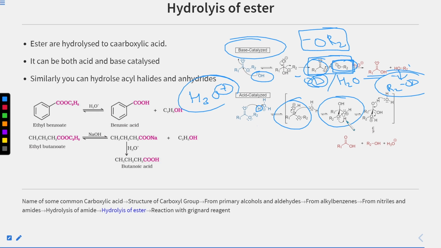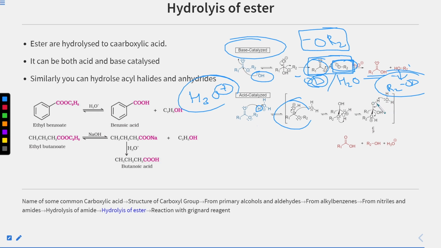Now next what will happen? Since this O has now become positively charged due to donation of electrons from oxygen, this H plus has to be removed. This H plus is further removed by, say, the ROH group. So you can see that a proton transfer has taken place. There are two R groups attached: one R2 is attached with O and one R1 is attached to carbon. Now this oxygen will take this H, and further this OH that is present here.